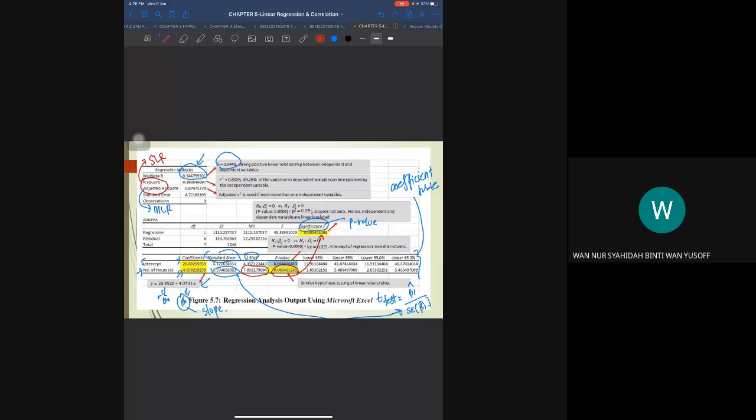But to be safe, you just read the p-value from the significance F, to avoid any mistake.